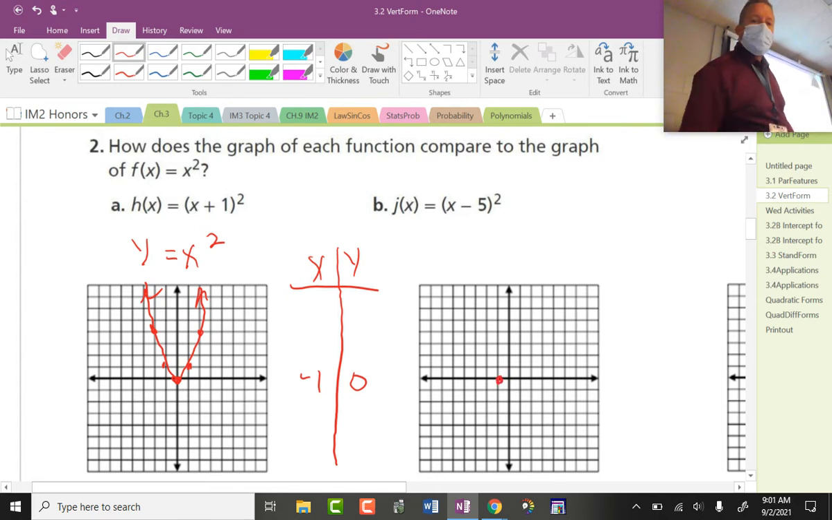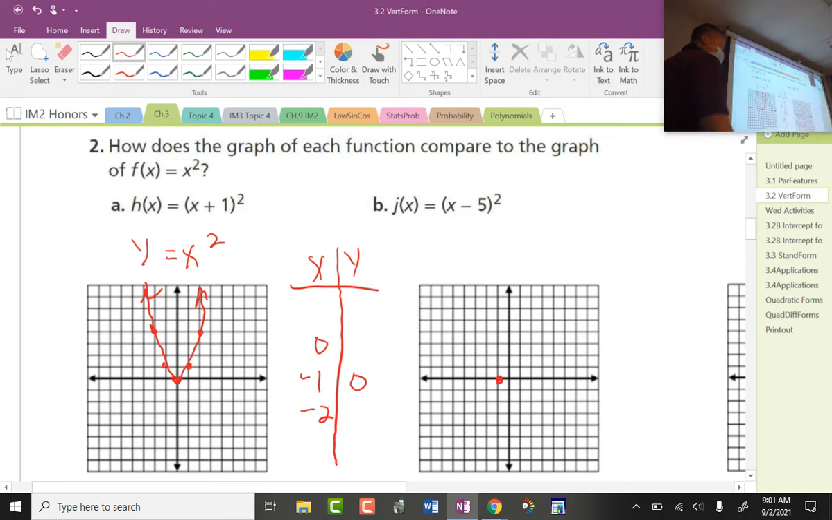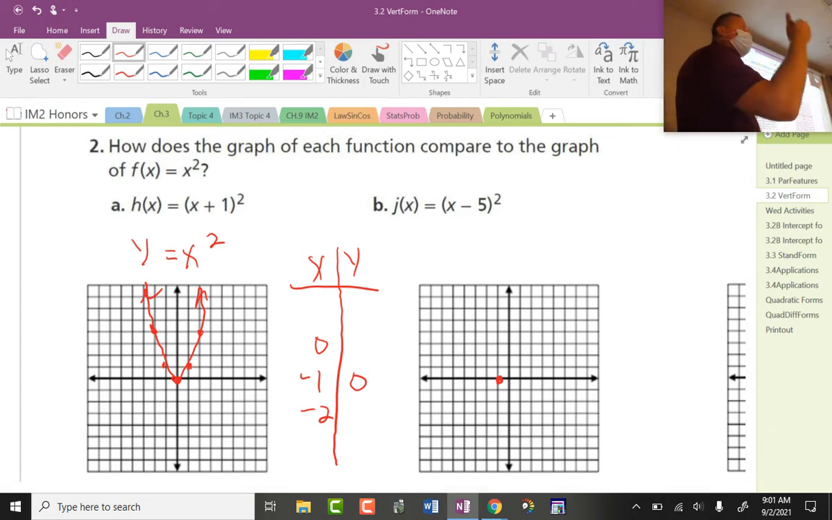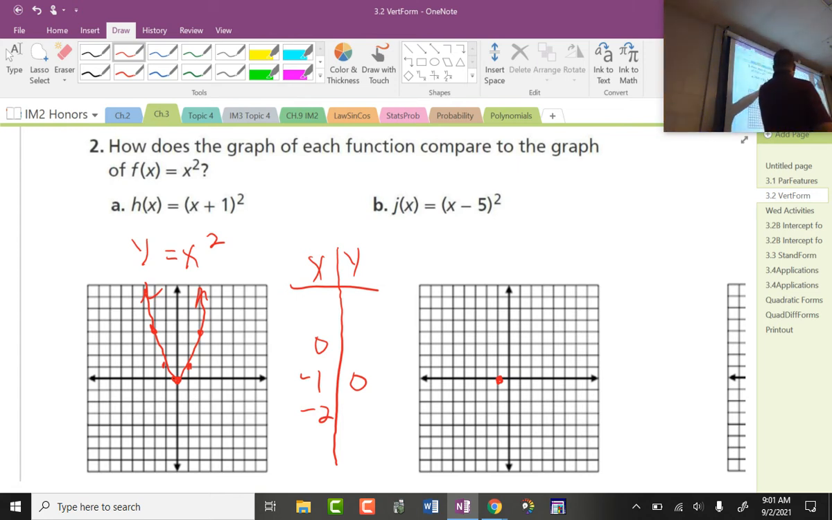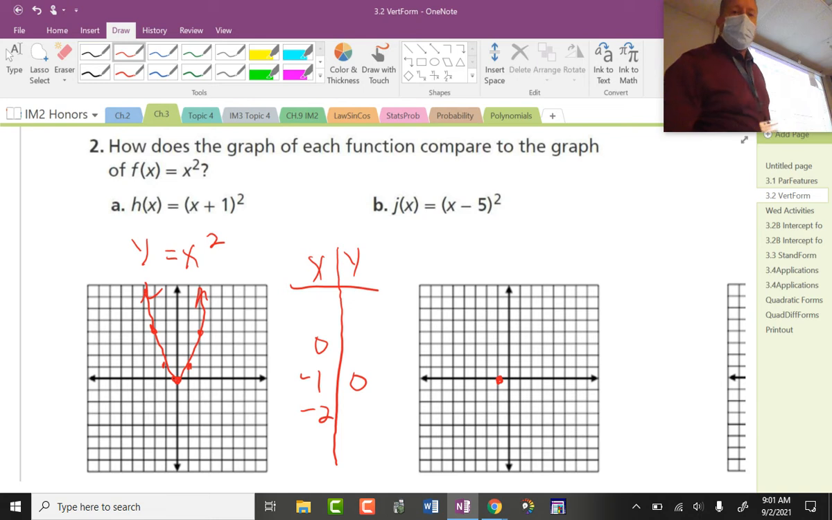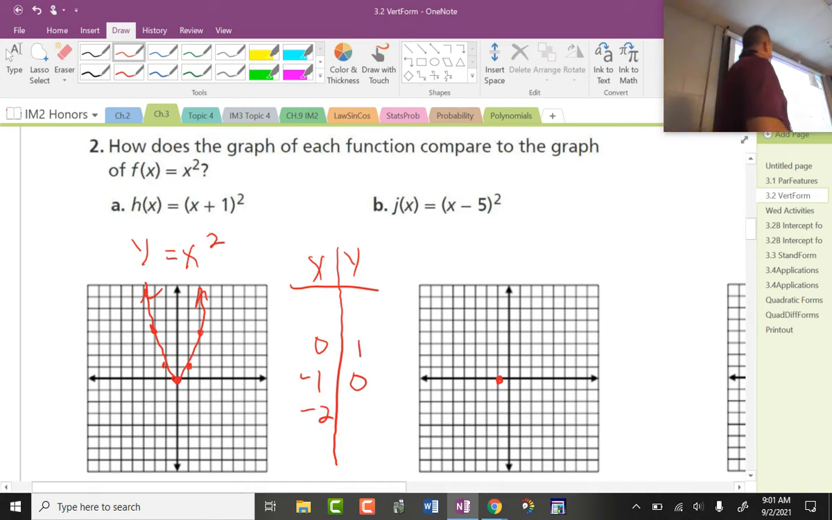And I'm going to prove that this is the vertex. -1 comma 0. The proof of it is to go 1 away, up and down. Yes, -2 is lower than -1. So they're both 1 away. I should get the same y coordinate. And I will. 0 plus 1 is 1. 1 squared is 1. -2 plus 1 is -1. -1 squared is 1. Boom, shaka.